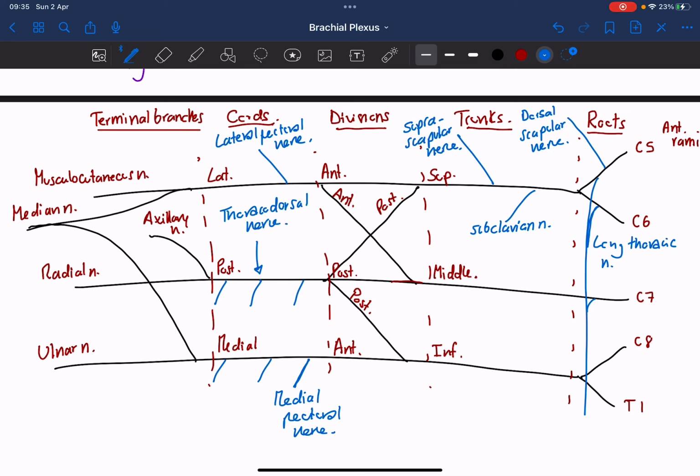The thoracodorsal nerve is important to supply the latissimus dorsi muscle. Okay, and what we have here, these two are the upper. This is the upper. This is the lower subscapularis nerves, and as the name suggests, supplies the subscapularis muscle.